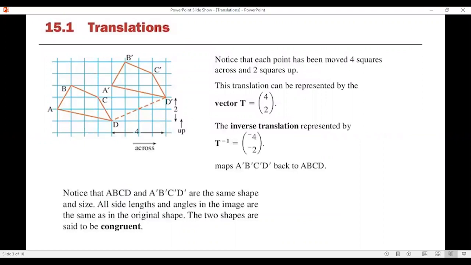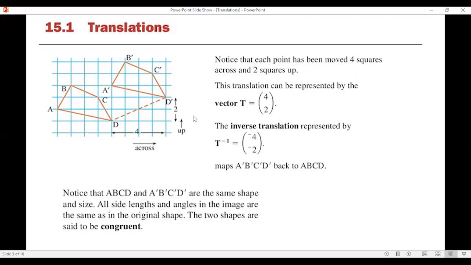Let's see the diagram given. We are given the figure with vertices A, B, C, D, and the figure with vertices A prime, B prime, C prime, D prime. You can notice that each point has been moved 4 units to the right and 2 units up. A, 4 units to the right, 2 units up. B, 4 units to the right, 2 units up. C, 4 units to the right, 2 units up. D, 4 units to the right and 2 units up.